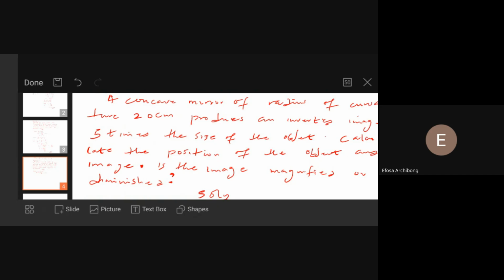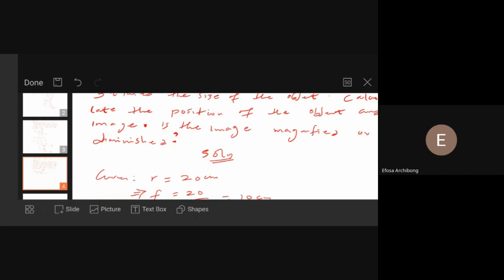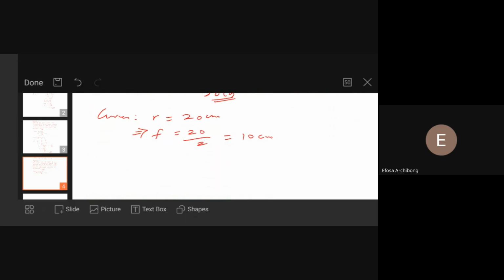So just know that since the image is 5 times the original object, that last question there, the image is magnified. That's it. But we're not given another thing except magnification. So we can say that we're given that magnification M is 5.